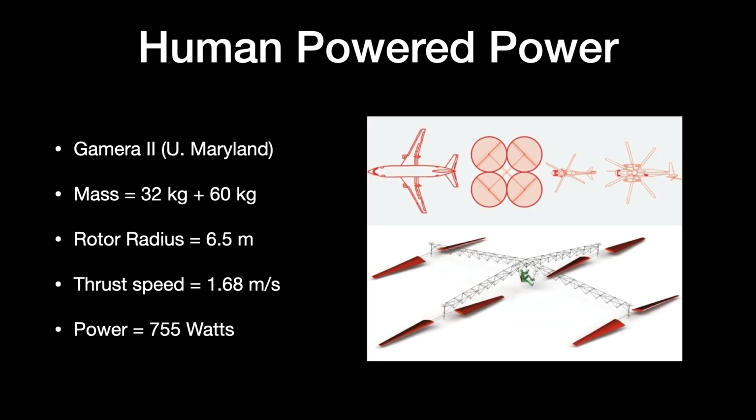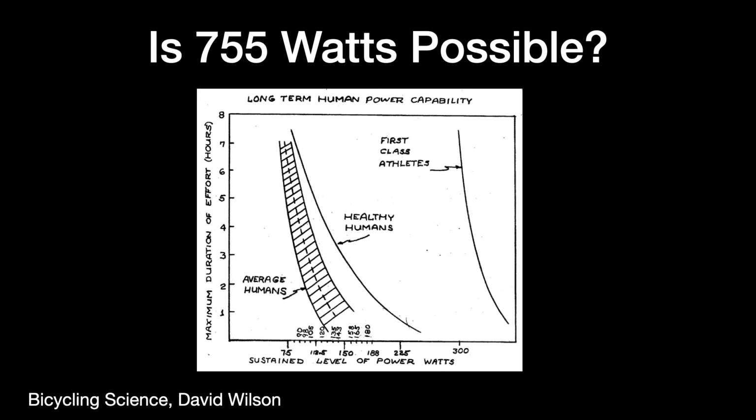Okay, let's go back to the human-powered helicopter, the Gamera 2. I can estimate the mass. I can get the rotor size and calculate the area. And from that, I get an air thrust speed of 1.68 meters per second. So you can see, compared to those helicopters, how much slower this thing is. And with that, I get a power of 755 watts, which is crazy high, but possible.